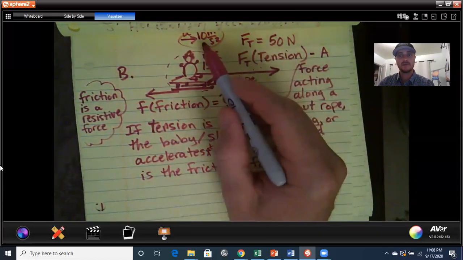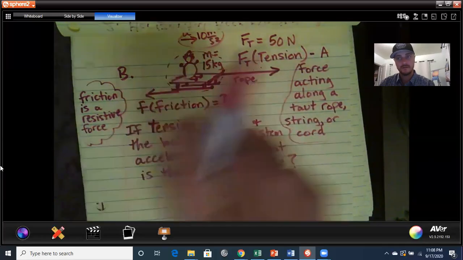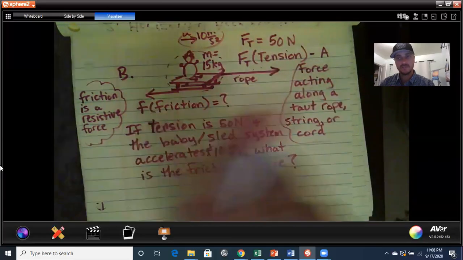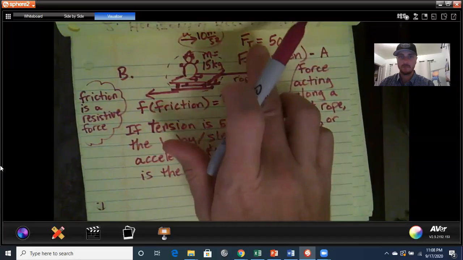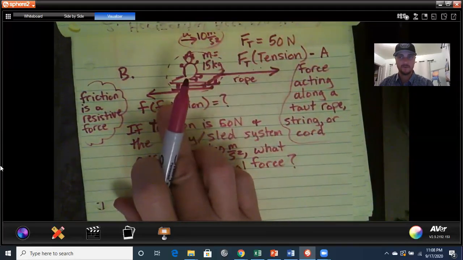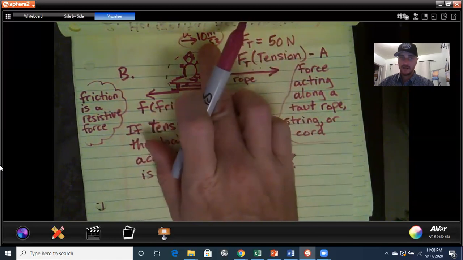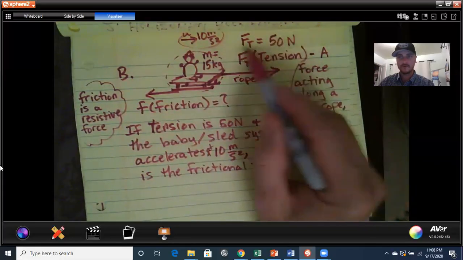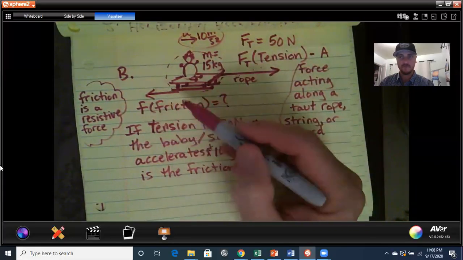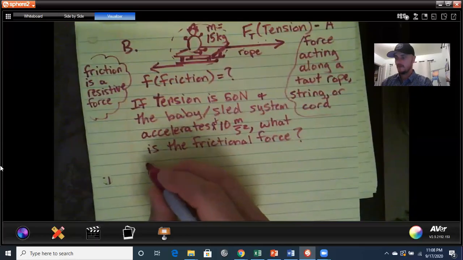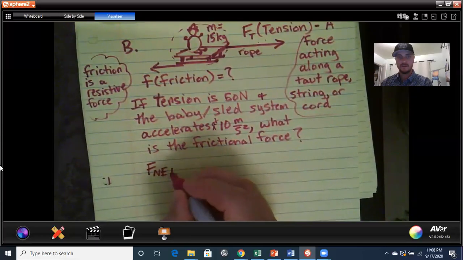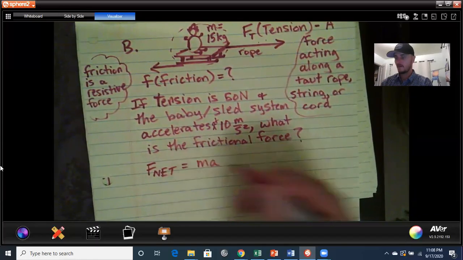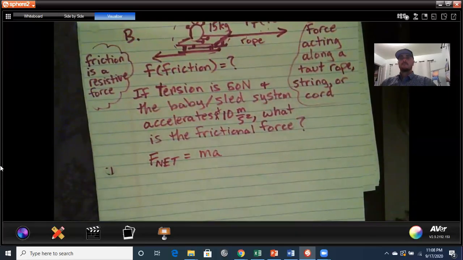Why? Because I'm accelerating which way? To the right. And if I'm accelerating to the right, that must mean my rightward force is bigger than my leftward force. All right, I'll say it again. Since I know that I have an acceleration to the right, that must mean that my right force is bigger than my left force. So I'm going to go to the only equation that makes sense to use, F net equals ma, right? Okay, so let's plug in.